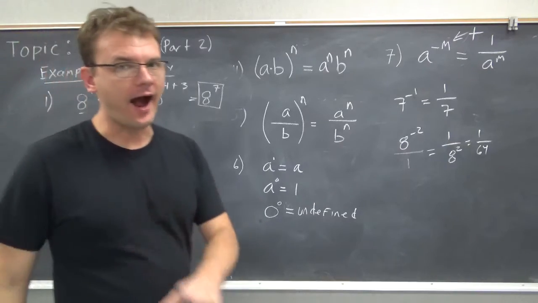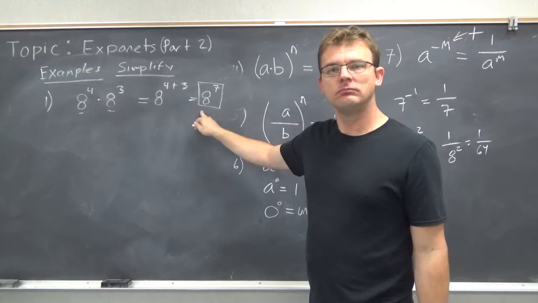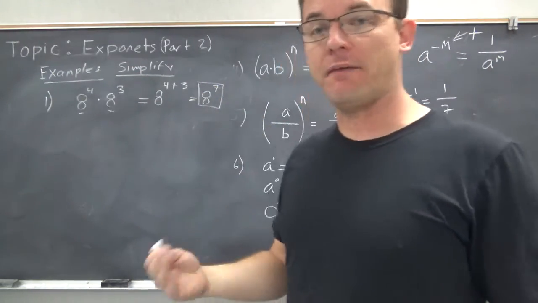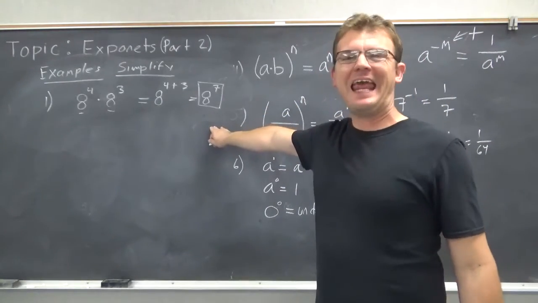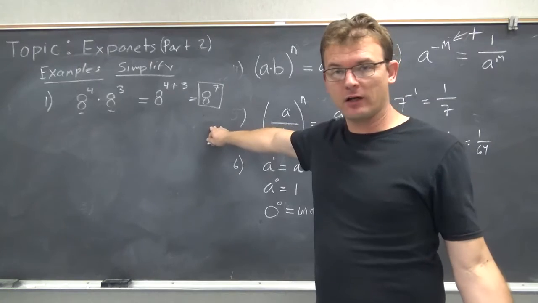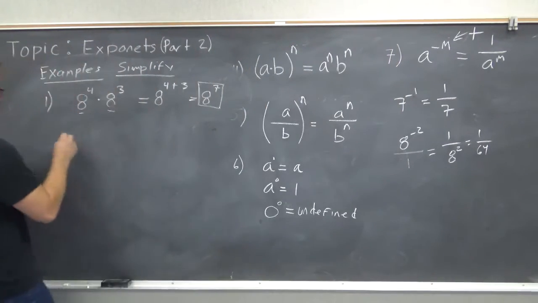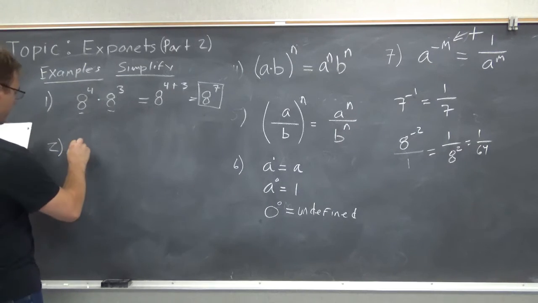I would not multiply this out. It would be a huge number. You don't need to multiply this out. You're just trying to simplify it. I don't want you to calculate it. If it was 8 to the third, 8 squared, maybe. But something like that, yeah. So, number 2. Try this one.